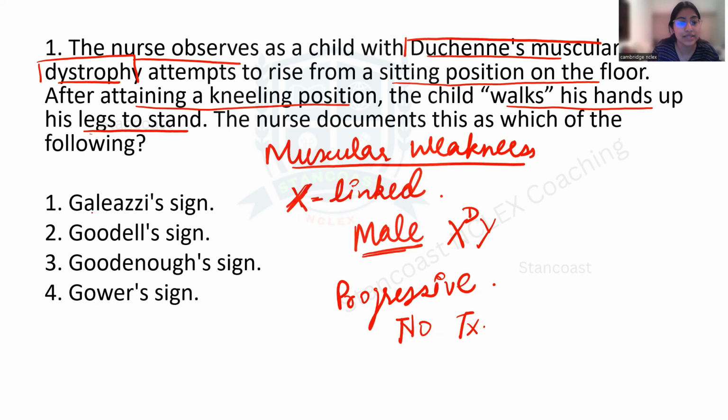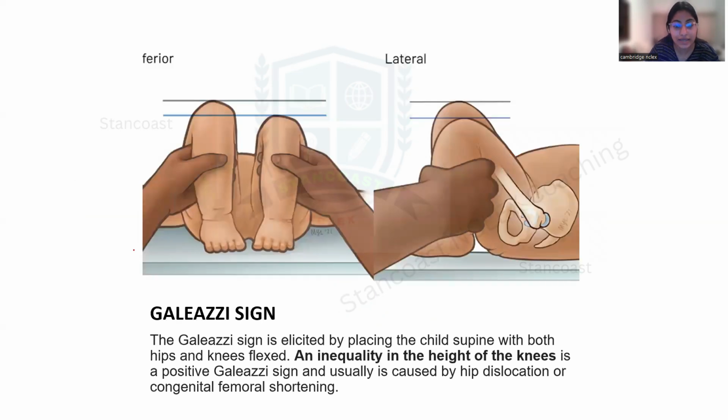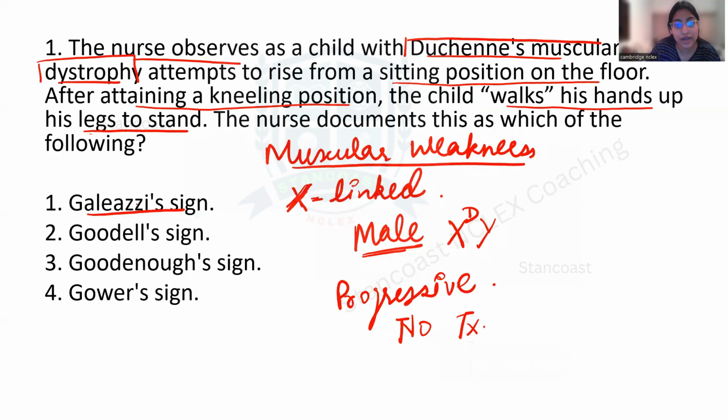So first, let's see what is the Galeazzi sign. The Galeazzi sign is elicited by placing the child supine with both hips and knees flexed. An inequality in the height of the knees is a positive Galeazzi sign, and usually it is caused by hip dislocation or congenital femoral shortening.